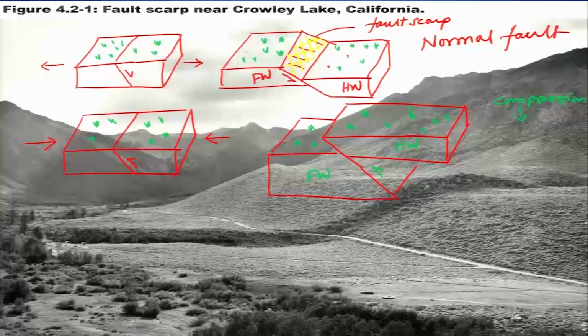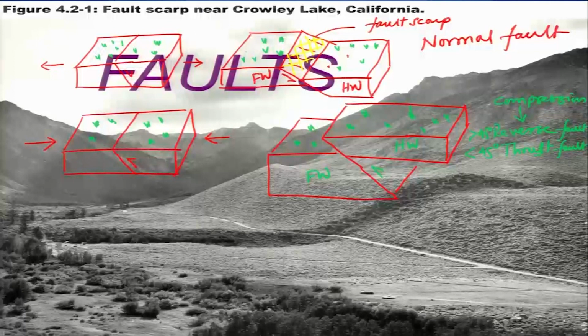And the fault name is your reverse fault. So if the angle is greater than 45, then it is a reverse fault, less than 45, then you are having a thrust fault. Okay.